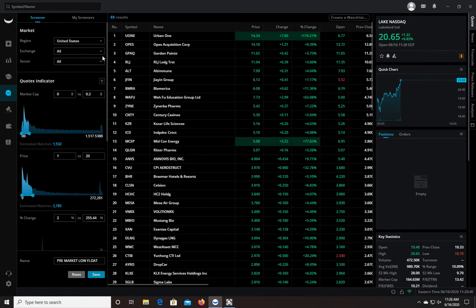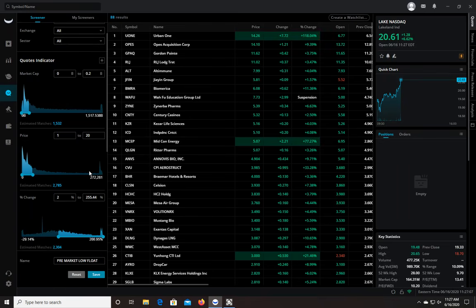These are set to all. And the quotes indicator, since this is a low float stock category, I have it set to 0 up to 0.2 billion, which is 200 million. And then the price, I have the price set from $1 to $20 stocks. You can play around with that a little bit, but it's kind of arbitrary. These are the lower price stocks. The important thing is coming up in a little bit.